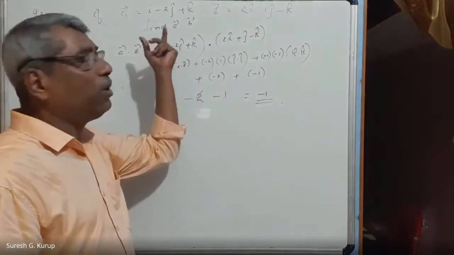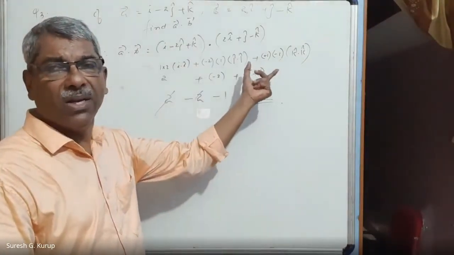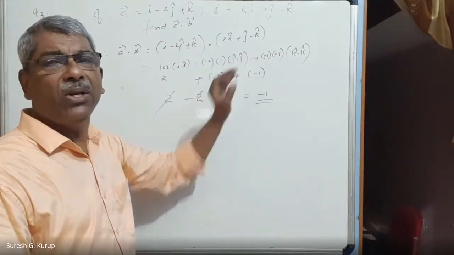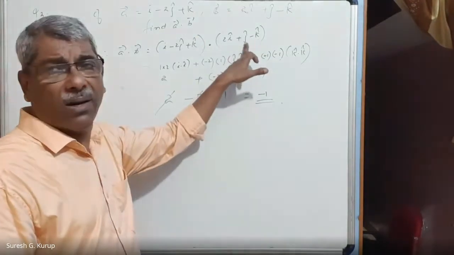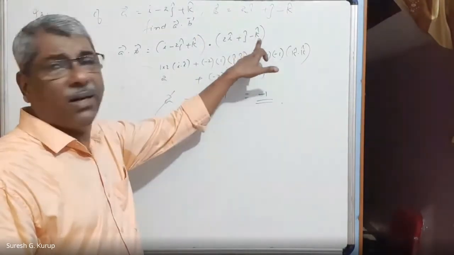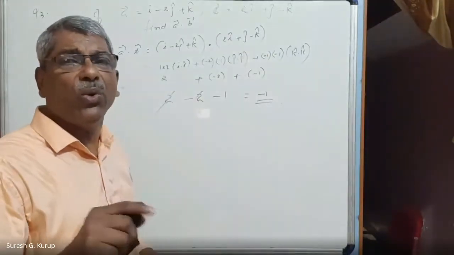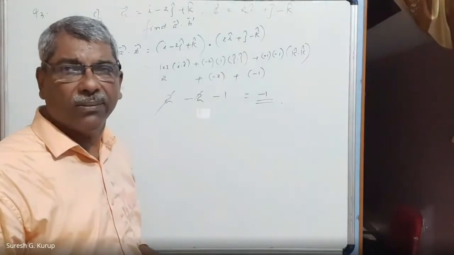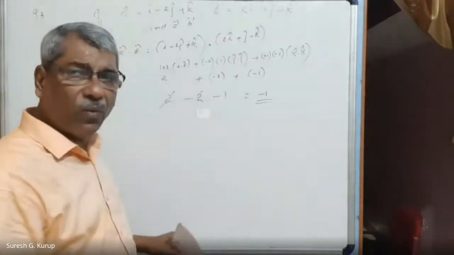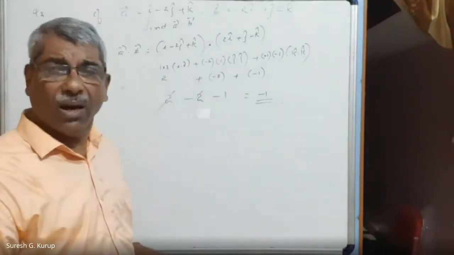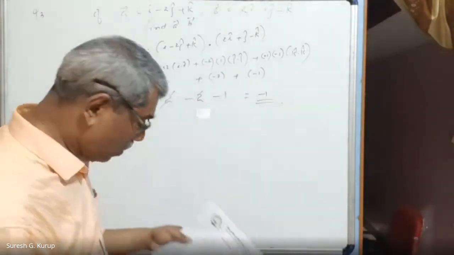A three-dimensional vector is multiplied with a two-dimensional vector. So where any component is missing, say i and j are there but the z component is not there, put 0 k cap there. Then you start multiplying, whether it is the cross product or the dot product. Understand? So next is another question.